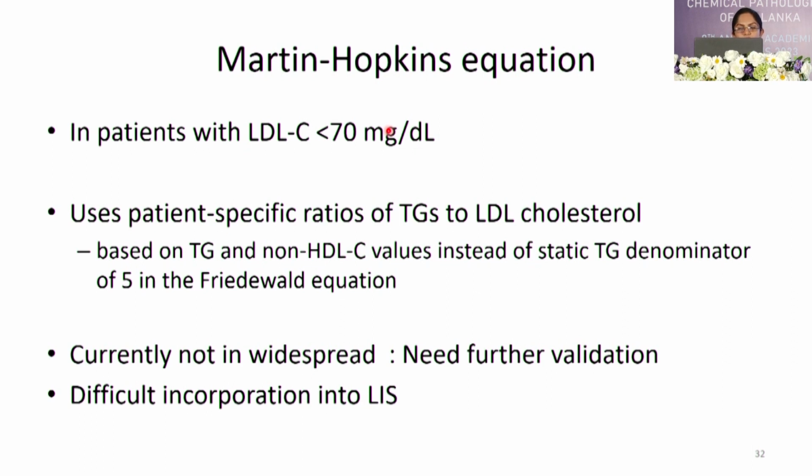So there is a newer equation which is Martin-Hopkins. It is not really freely available as such. It is mainly useful when the LDL cholesterol is less than 70, where we cannot use the Friedewald formula. Even in developed countries, it is not currently widespread yet because it is not validated fully for the whole population. And it is very difficult to incorporate into the LIS, Laboratory Information System, because they have a lot of equations we have to incorporate into the system. It is not a single equation.